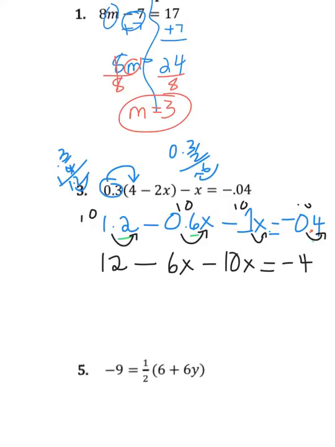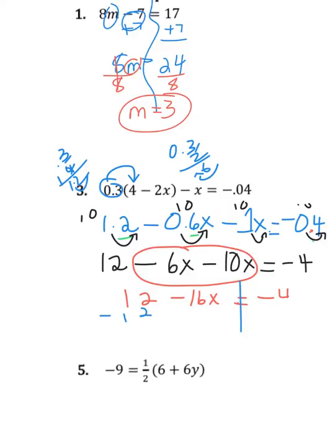Okay, so now I can combine a negative 6x and a negative 10x will give you a negative 16x equals negative 4 and a 12. Subtract 12, that turns into 0. Negative 16x equals negative 16. Divide by negative 16, 1x equals a positive 1.